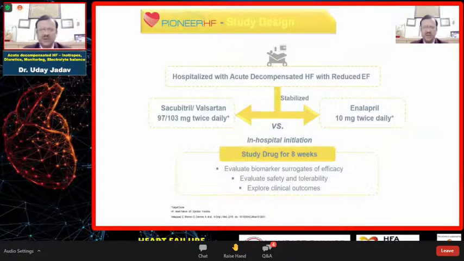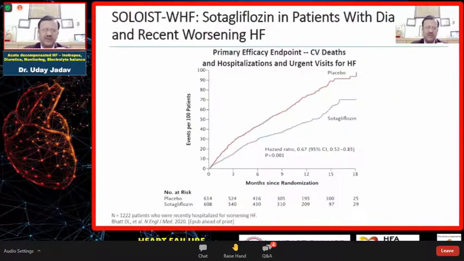So now, there is a way to initiate sacubitril valsartan in patients of acute heart failure. The message is still the same. Start a low dose, monitor the patient well, slowly uptitrate the dose, but not very slowly. Start increasing the dose to the permissible limit so that you are able to achieve at least some efficacy by the time the patient goes home.